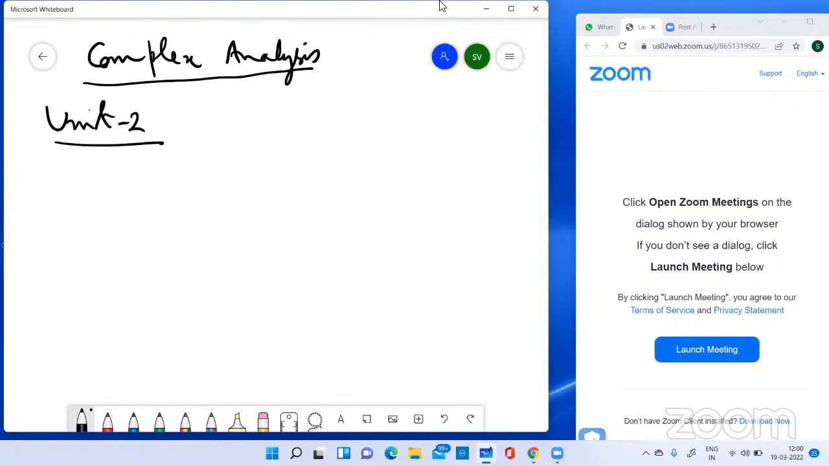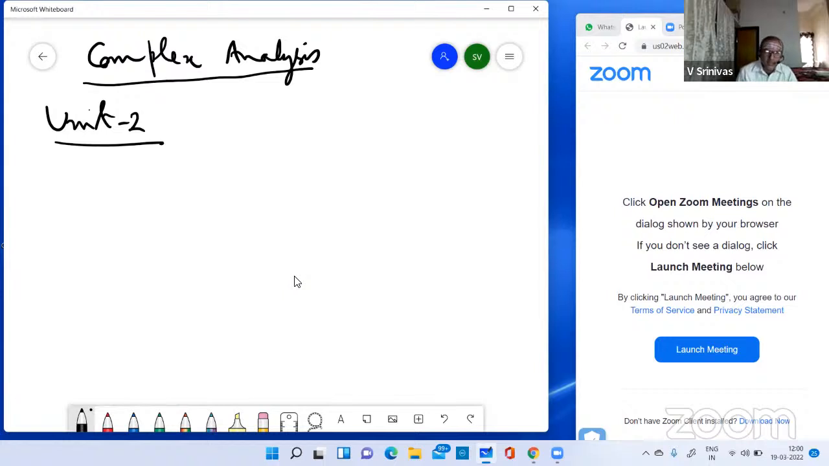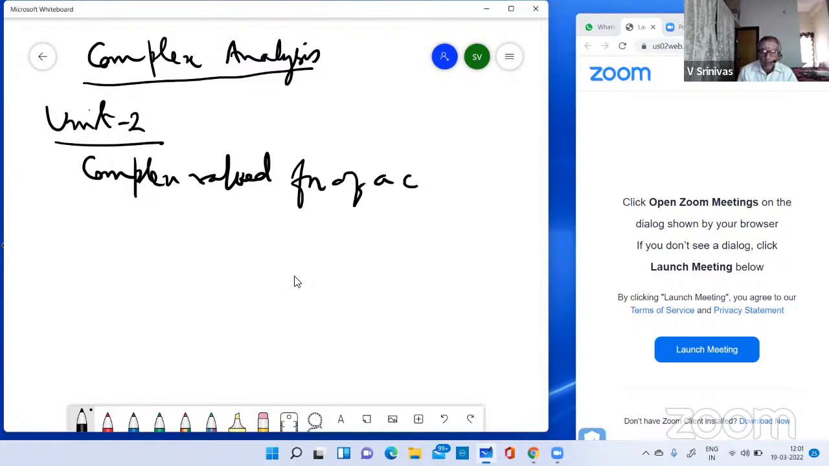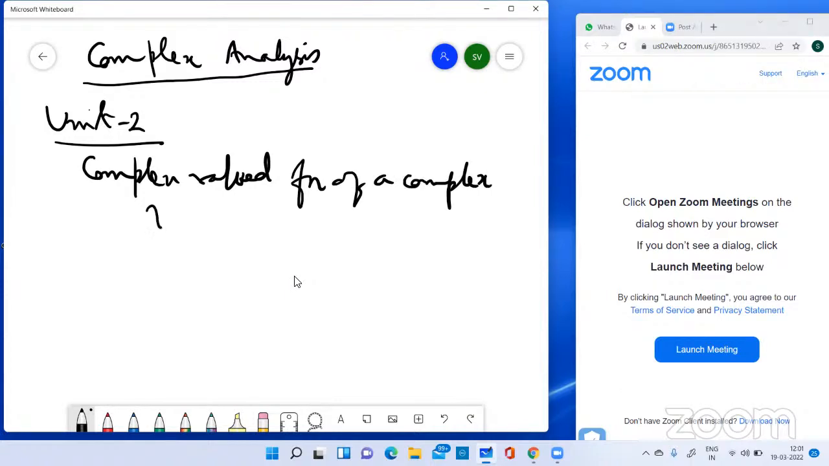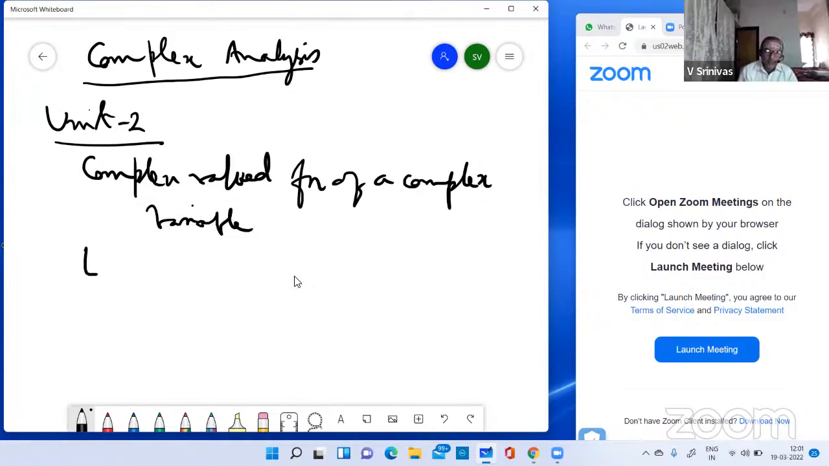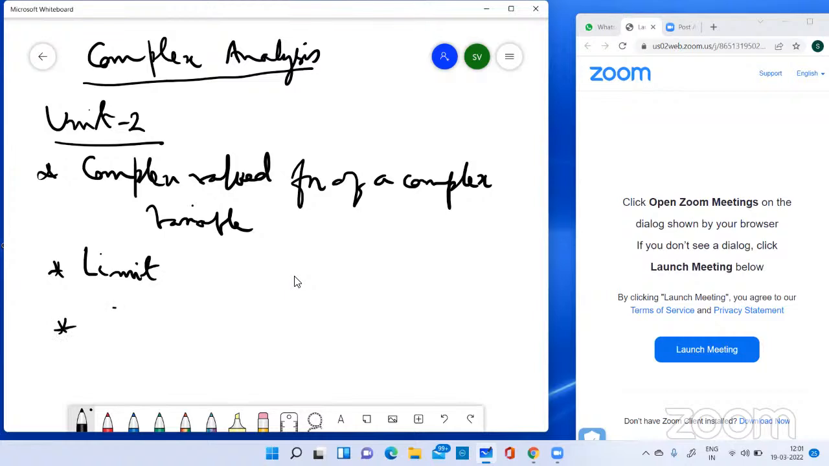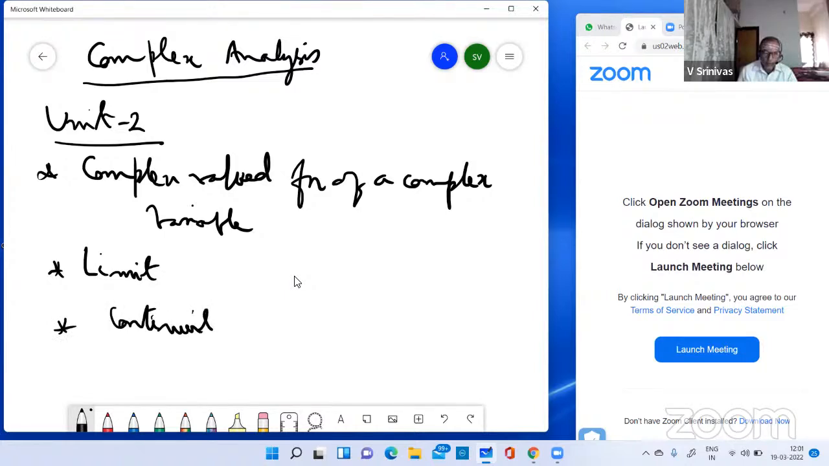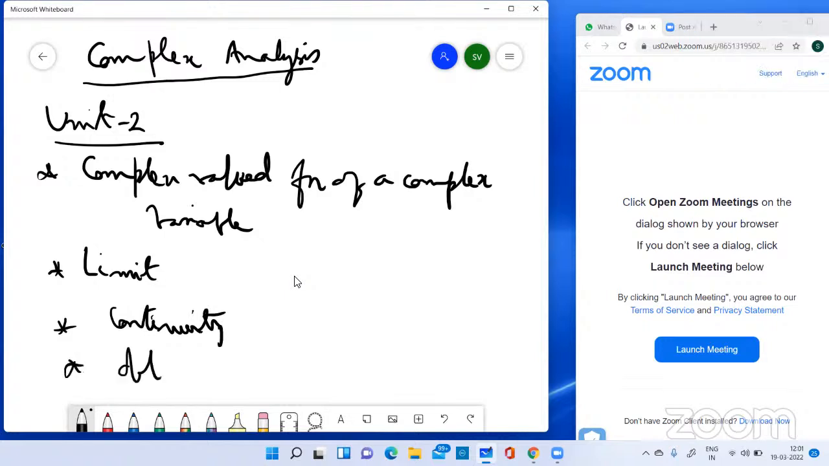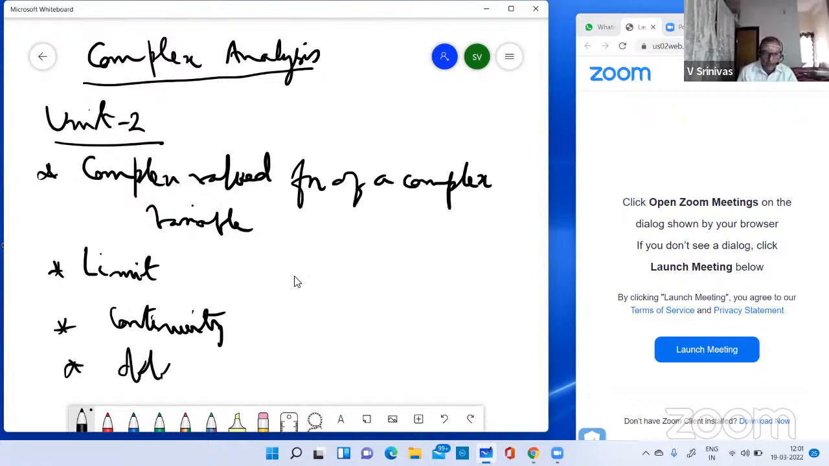In this class we discuss the following topics. First, what is meant by a complex valued function of a complex variable. Then we'll study the concept of a limit, then we look at continuity, and then we move to differentiability. These are the topics I want to discuss. Let us see how we proceed. First, let us look at complex valued functions of a complex variable.